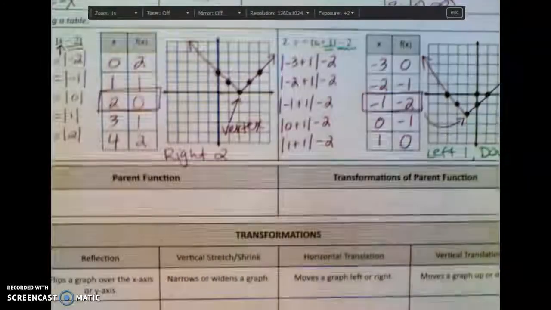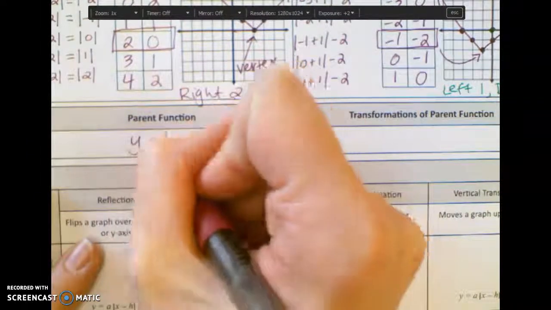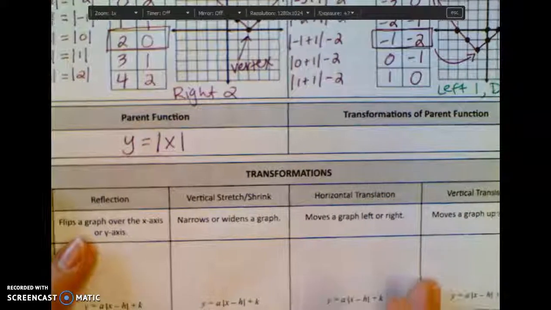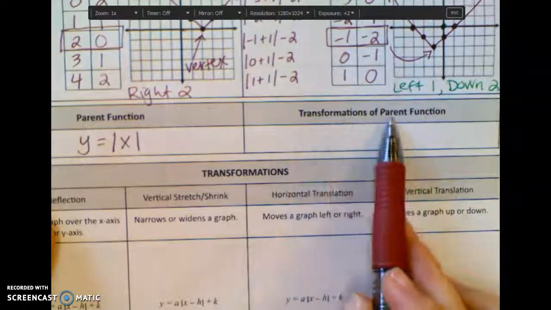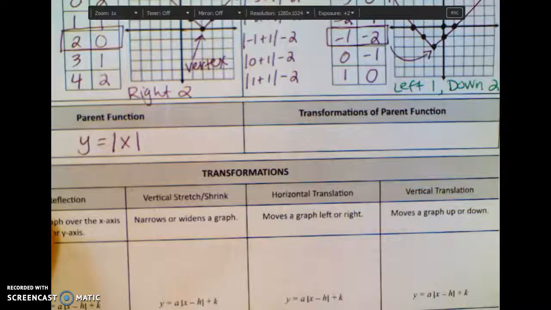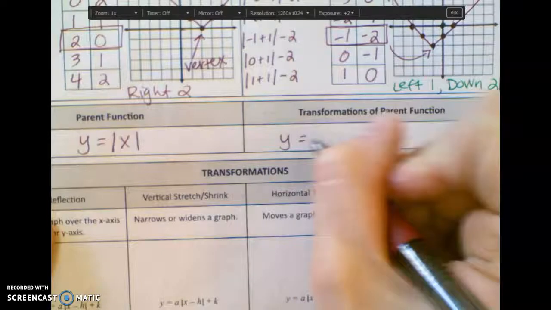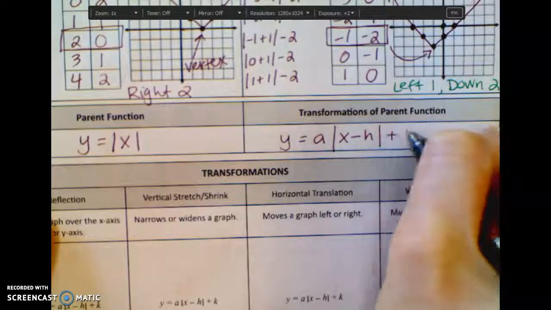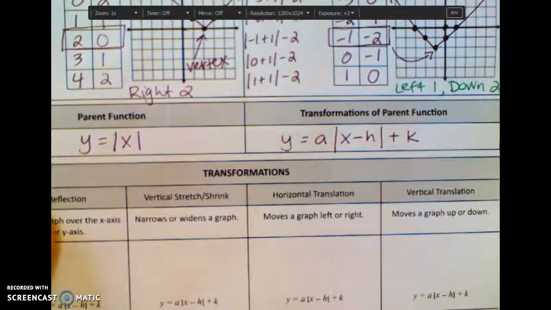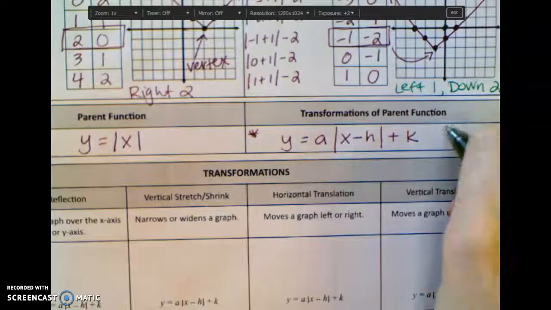So let's remember what the parent function is. We know that the parent function is y equals the absolute value of x. Now the function that we're going to use from now on is the transformations of the parent function. So if I'm given any absolute value function, we will be able to graph it using this: y equals a times the absolute value of x minus h, and then on the outside plus k. That's the transformations of the parent function. That is something that'll be really helpful for you to memorize.